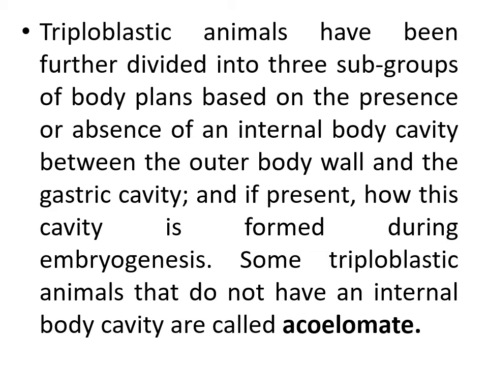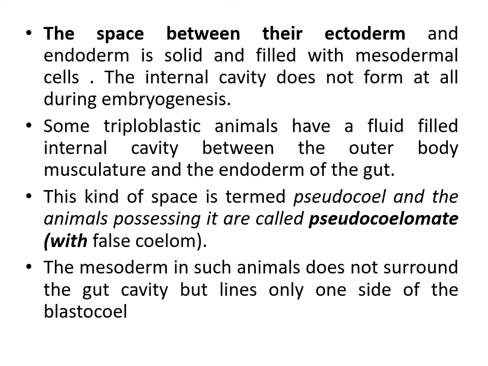This cavity is formed during embryogenesis, and in some triploblastic forms the body cavity is absent, and they are known as acoelomate forms. The space between the ectoderm and endoderm is solid and filled with mesodermal cells. The internal cavity does not form at all during embryogenesis.